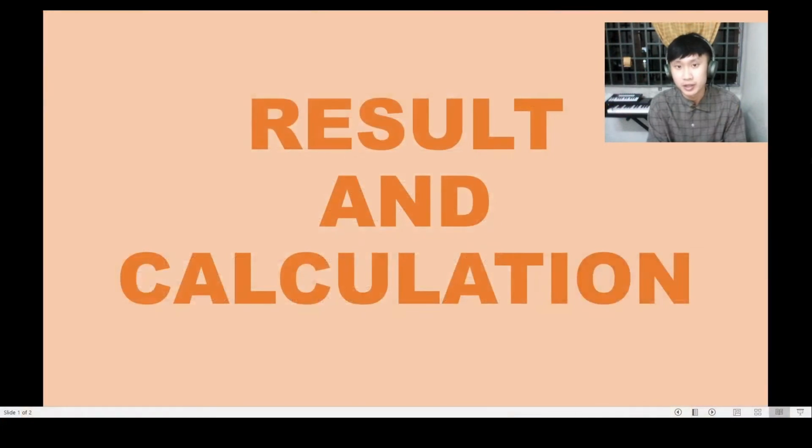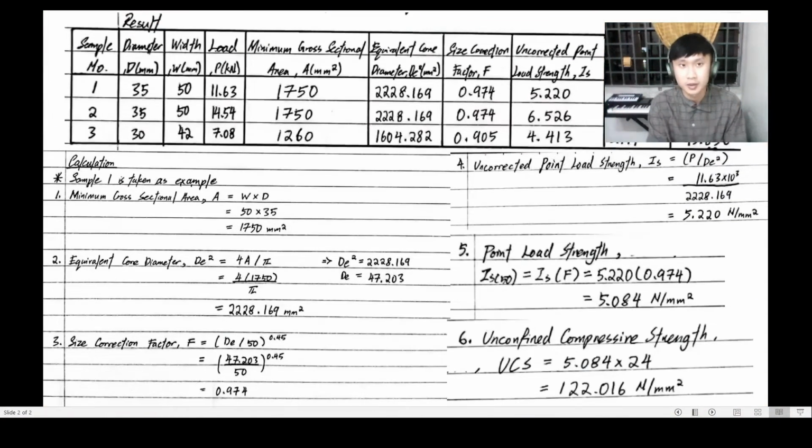Moving to the results and calculation part, we have drafted a table showing all 9 most important parameters of this experiment for these 3 samples. First is diameter, followed by width, load, minimum gross sectional area, equivalent core diameter, size correction factor, uncorrected point load strength, point load strength, and finally unconfined compressive strength, short form UCS.